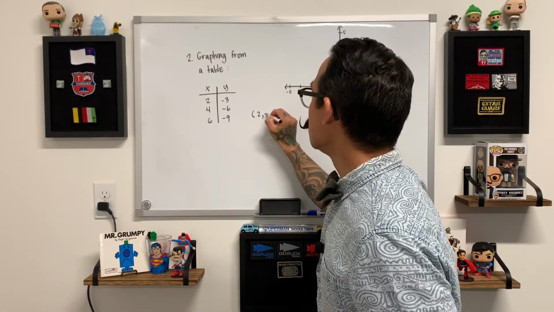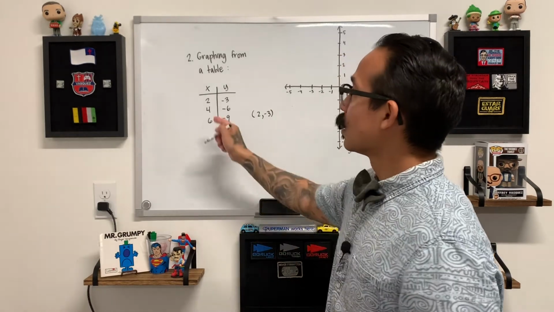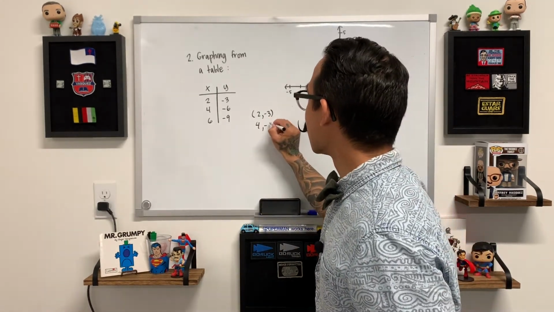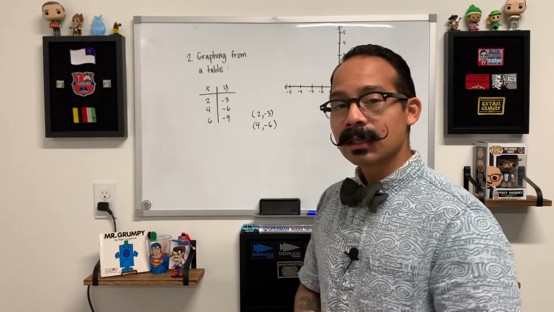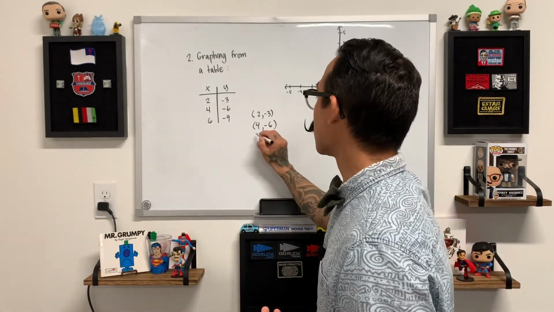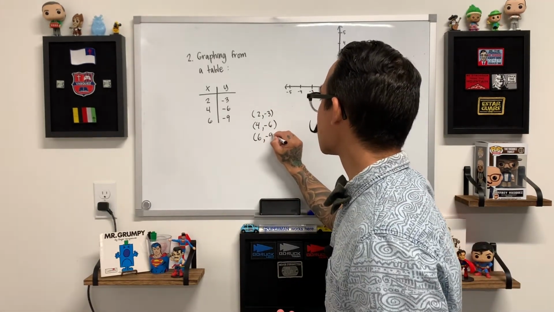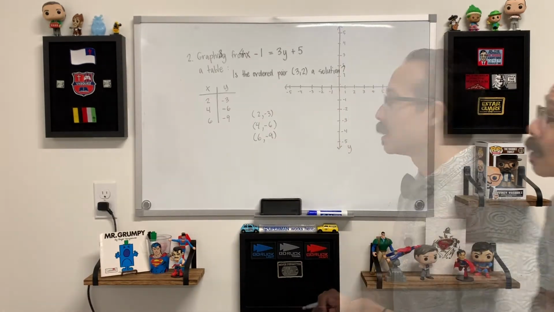We would have 2, -3. We would have 4, -6. And that final ordered pair that we could use to graph, 6, -9.